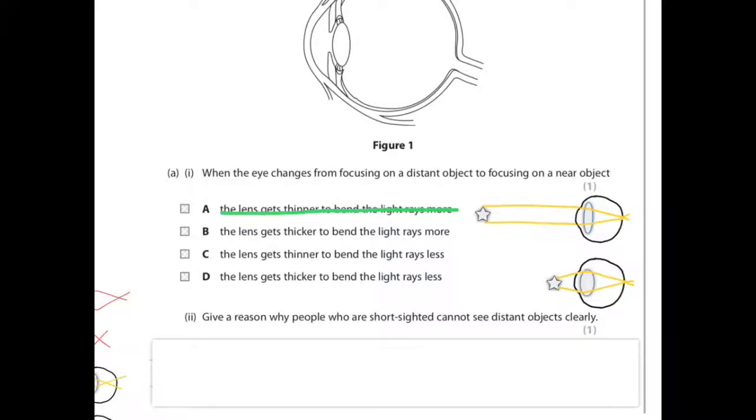The lens gets thinner to bend light rays less. Well, no, because we were trying to bend them more. And lens gets thicker to bend light rays less. No, because a thicker lens bends light rays more. So it has to be B.